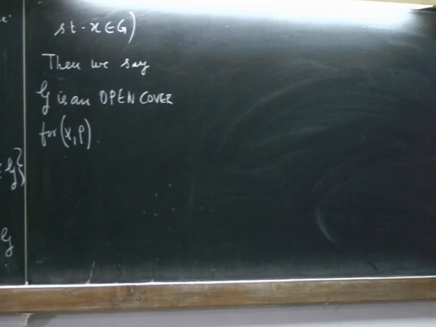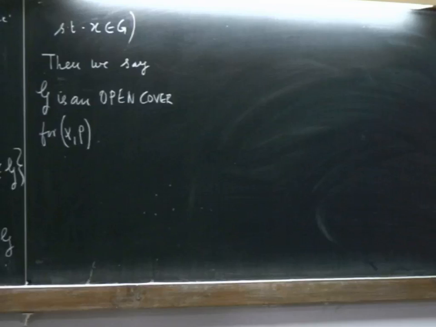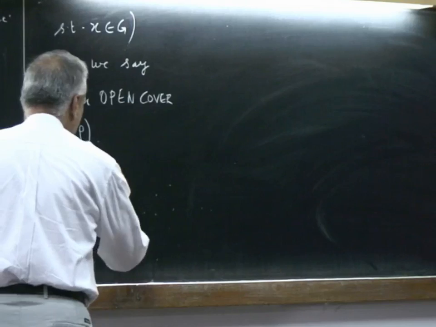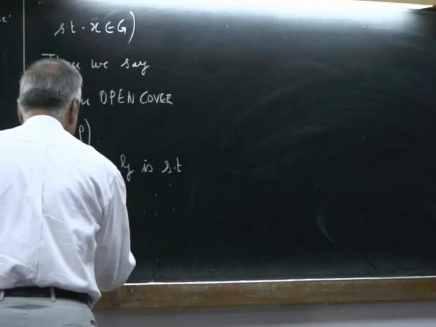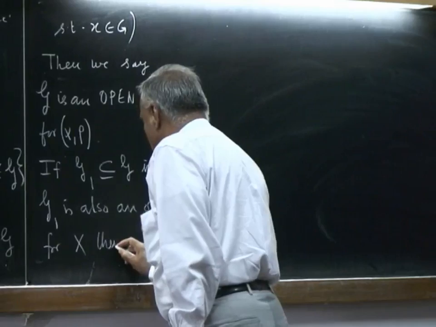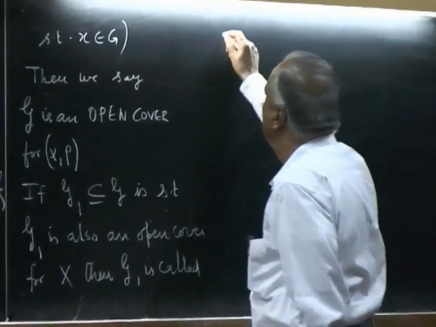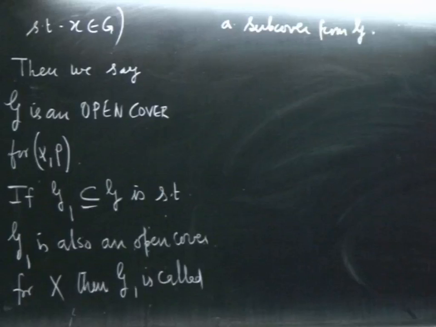Maybe a smaller collection G1 which is contained in G is also an open cover. In that case, that is called a sub cover. Okay, just like a sub spanning set. G1 is a small sub collection of G such that G1 is also an open cover for X, then G1 is called a sub cover from G. You have selected a sub cover from G.